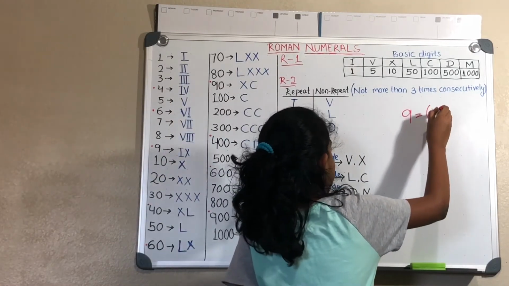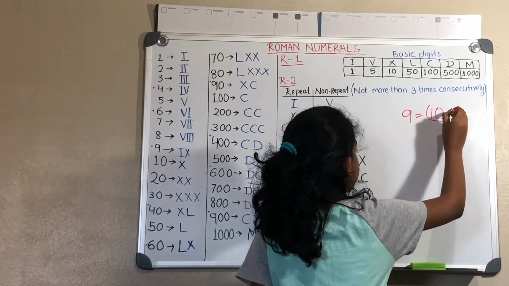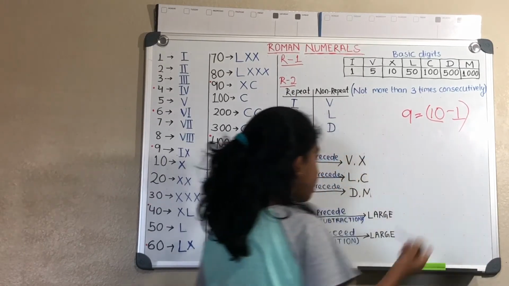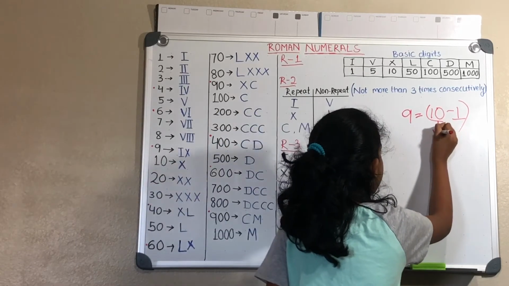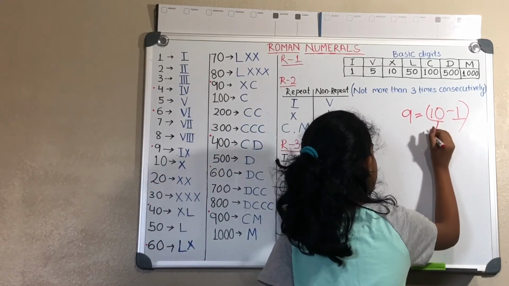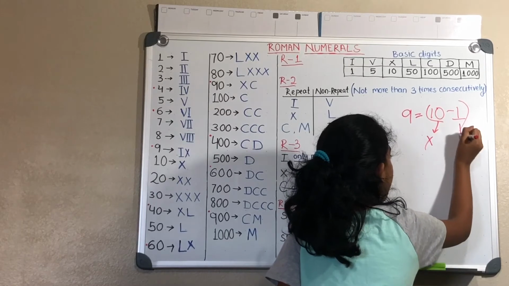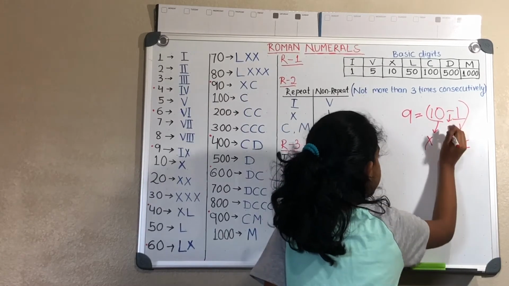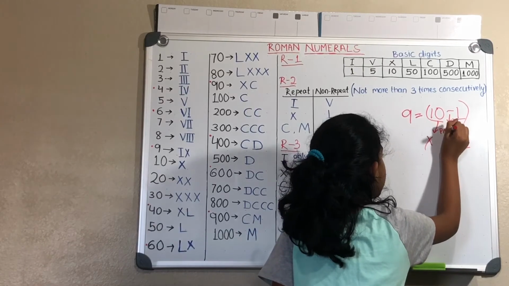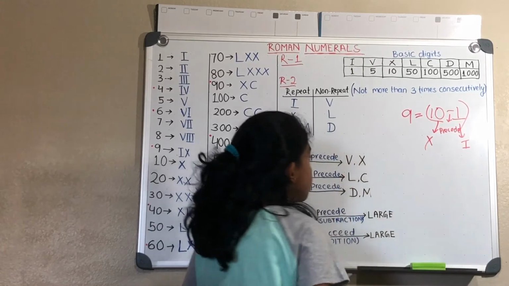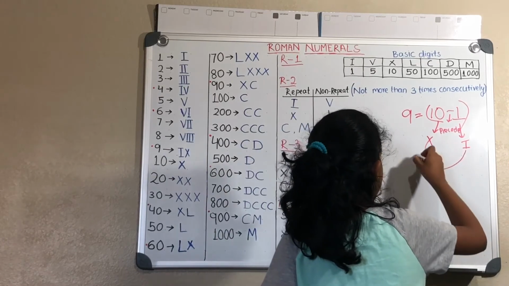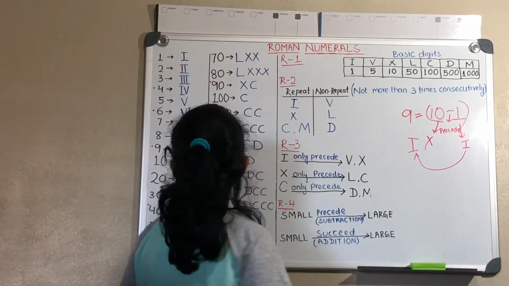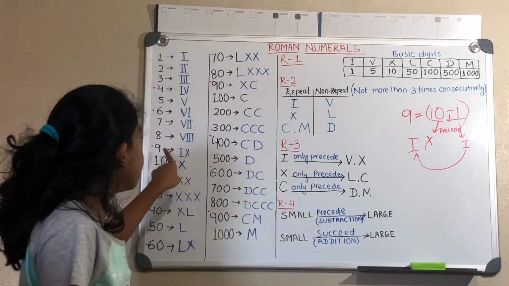So 9 equals 10 minus 1. Here, 10 is X and 1 is I. This is preceding, the subtraction. So since you're preceding, the I has to go before the X, and that's IX, resulting in 9.